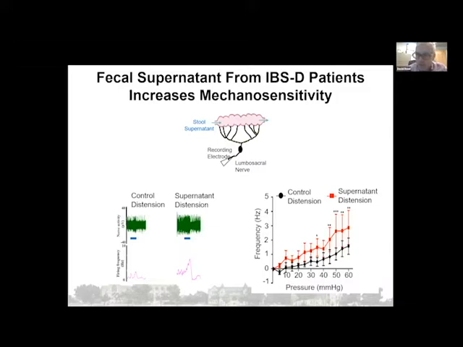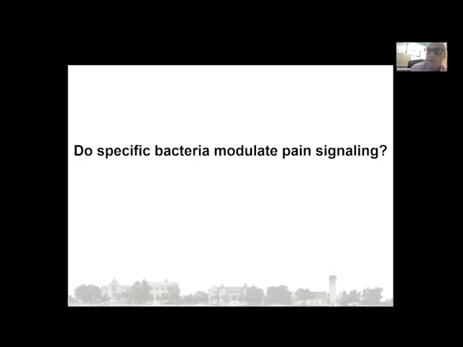And we have some very recent data to suggest that protease may be involved in this, as well as histamine, and actually this also may be able to be modified by diet. But what about specific bacteria that might modulate pain signaling?